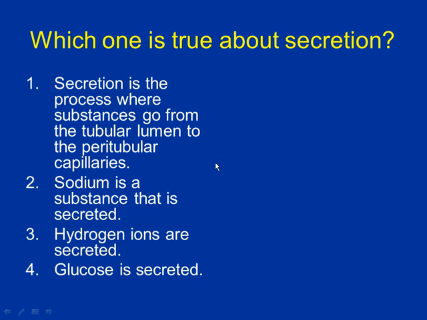And then number 1, secretion is a process where substances go from the lumen to the capillary. If it's going into the blood, what do we call it? Reabsorption. So we know number 1, number 2, and number 4 are wrong. Number 3 is the right answer.